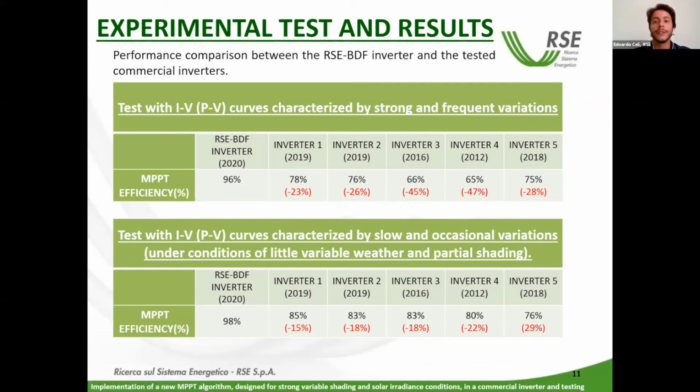We achieved very good results, and in this slide we report the main results. In the first table, correlated to a scenario characterized by strong and frequent variations, the RSE BDF inverter improves the MPPT efficiency by 20 to 40% compared to the other inverters. And in the second table, we have a less perturbed scenario. The RSE BDF inverter achieved a dynamic MPPT efficiency equal to 98%. It's a good result, and it improves the MPPT efficiency by 20-30% compared to the others.